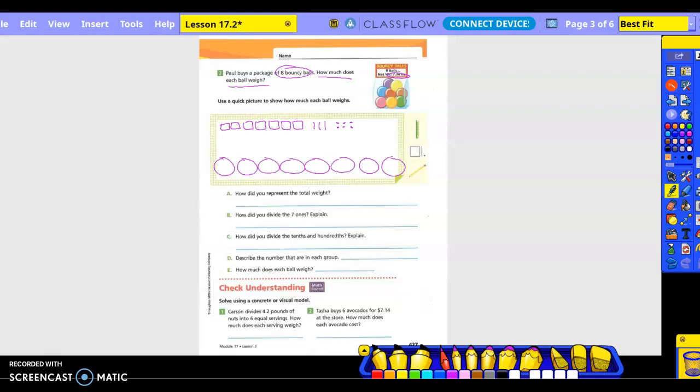Okay. Now I have 7 flats. Do I have enough flats to go in every single circle? No, I do not. So basically those flats are going to have to become what? 70. So 70 longs, because there are 10 longs in each flat. Okay, so here we go.